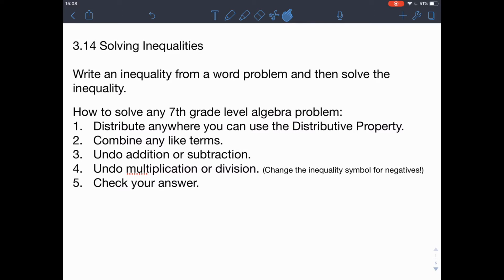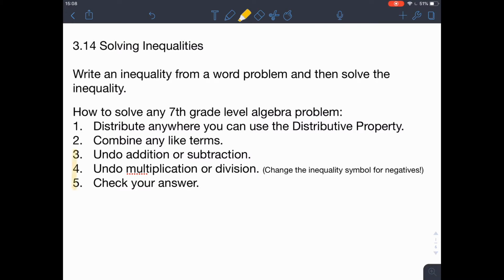We're going to be using the same steps with our inequalities that we were using to solve our algebra problems with equations. So first, you're going to distribute anywhere you see the distributive property can be used. Then you'll combine any like terms. Then undo addition or subtraction with the inverse. Then undo multiplication or division with the inverse. Remember with our inequalities that you will change the direction of your inequality symbol when you multiply or divide by a negative number. And then, of course, we should check our answers.